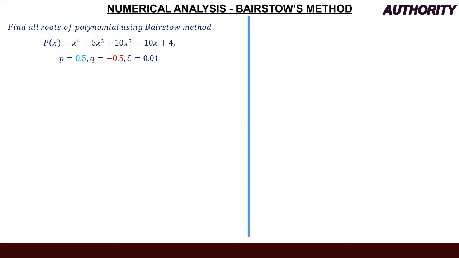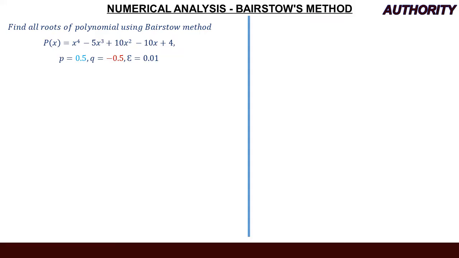Now we are using Bairstow's method. Bairstow's method says the first step is to extract a quadratic polynomial from this polynomial of degree 4. When you extract it, we are going to have a product of 2 polynomials. Since this one is a polynomial of degree 4, when you extract a quadratic polynomial, it's going to be a product of 2 quadratic polynomials.